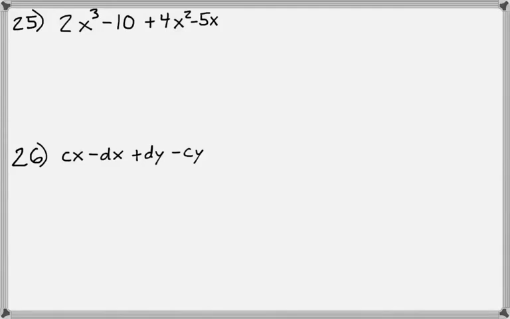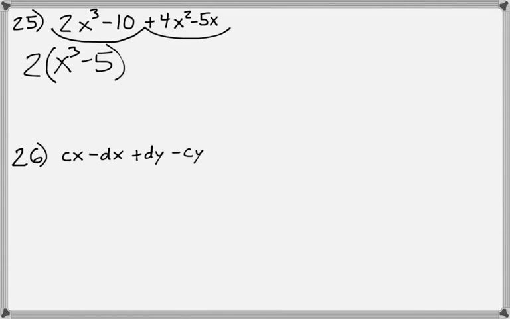On question 25, we want to do factor by grouping. So I'm going to look at my first two terms, and I can factor out a 2, which will leave me with x cubed minus 5. And then if I look at my second two, I can factor out an x, and that will leave me with a 4x minus 5. Now, this is not good because these do not match.